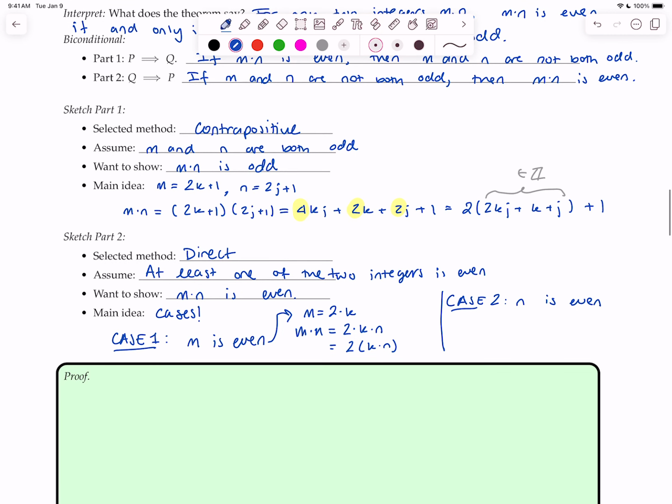And then what about case 2? Well, case 2 is N is even, so then N looks like 2 times, like, j, maybe. And then M times N would be M times 2 times j. I'm going to rearrange this. I'm going to get 2 times M times j. Oh, that looks good because I have 2 times an integer, so it's even. Okay, so let's go ahead and write down this proof.